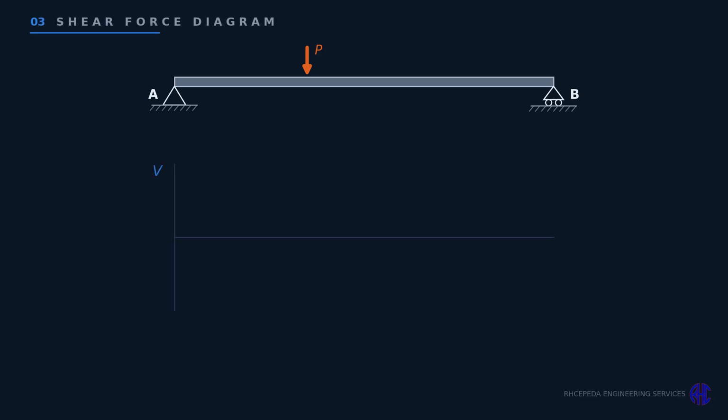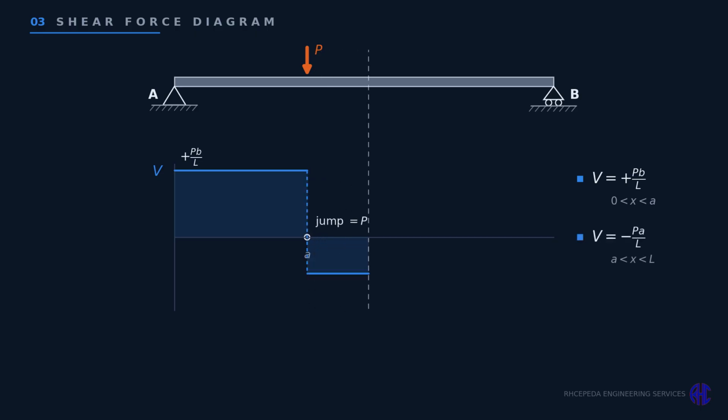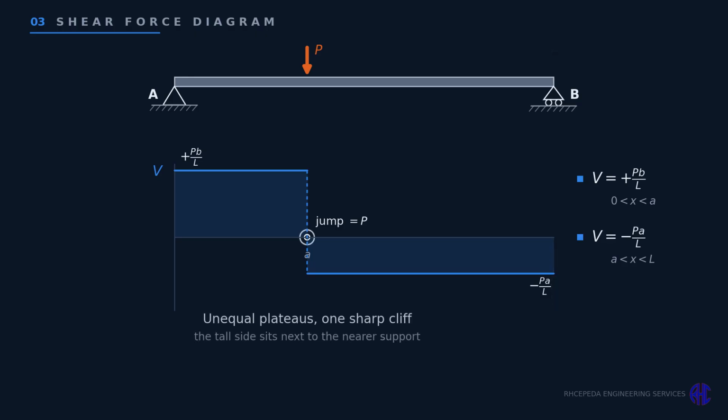The shear force diagram. From A to the load, the shear is constant at positive PB over L. At the load, it drops by the full P, landing at negative PA over L, and holds to B. Two plateaus again, but no longer equal. The tall side stands next to the nearer support.